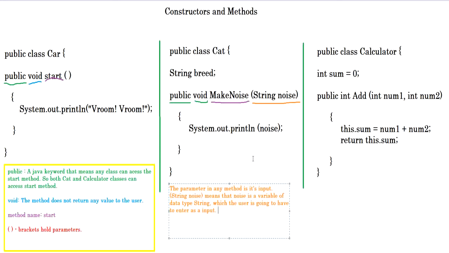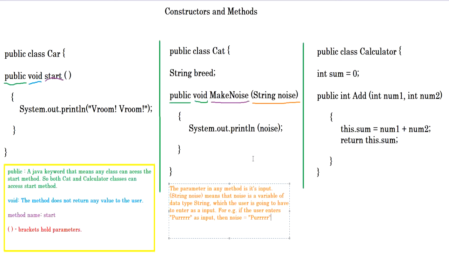So for example, if the user enters the word, let's say per, as input, then the noise variable is going to store per. Noise will basically equal per. Alright then, so I hope I made myself clear in this case.